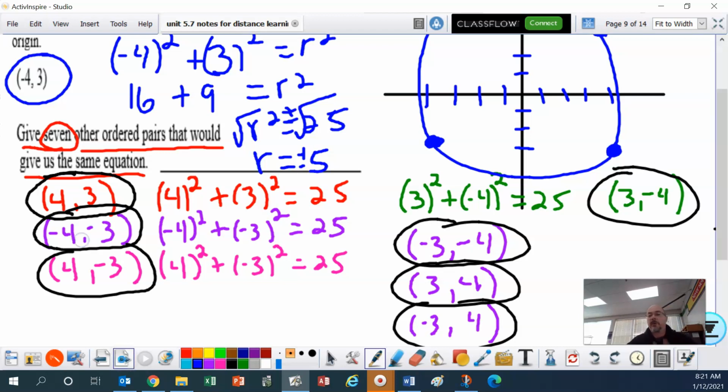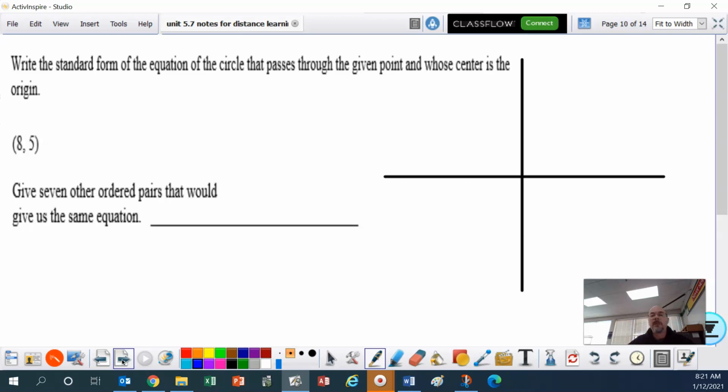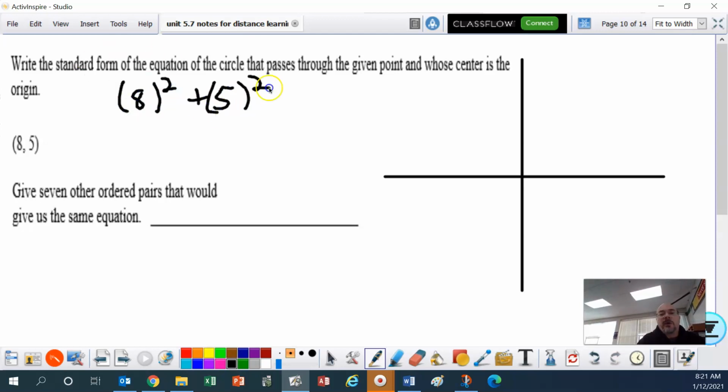Okay, let's look at another one. We've got 2 examples left. So this time we've got 8, 5. If I take 8 squared plus 5 squared, that's going to give us 89. I'm not going to put the dots on this, well, I'll put the first dot on there. So I would go over 8, 1, 2, 3, 4, 5, 6, 7, 8, and up 1, 2, 3, 4, 5. I would put that dot right there.